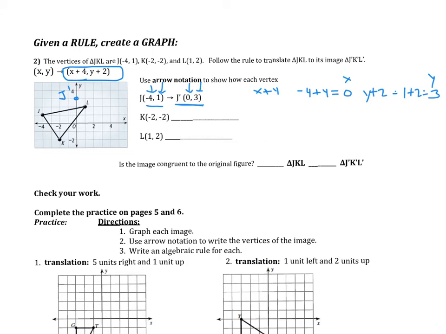Now let's start with K. Same rule. We have x plus 4. -2 is our x, so -2 plus 4 would be 2. So we now have an x that is 2. Let's go. We have y plus 2. We have that the y is -2. So -2 plus 2 is equal to 0. So we now know that the coordinate is 2, 0 for K prime. So we're going to go over 2, up 0, and we're going to label that K prime.